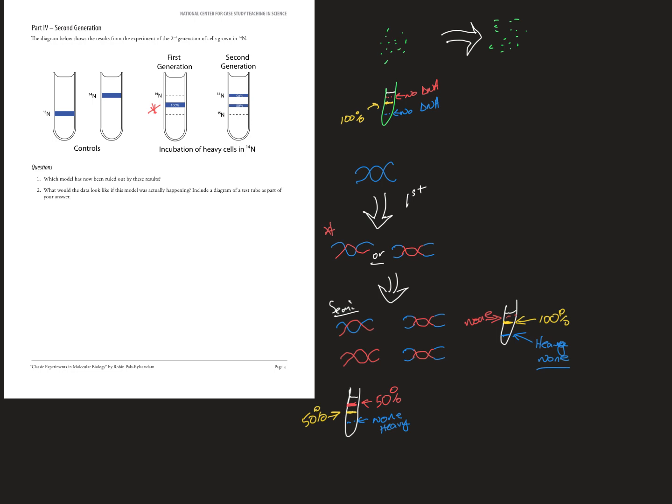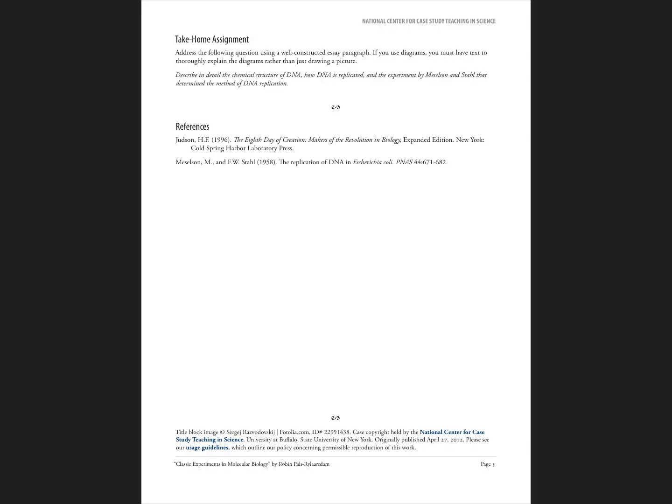So understand that that's how we know, doing this kind of experiment with a test tube. All right, let's move on. You should be able now to answer all the questions in detail. I hope this helps you understand how we know that DNA is the inheritable material and how it's replicated.